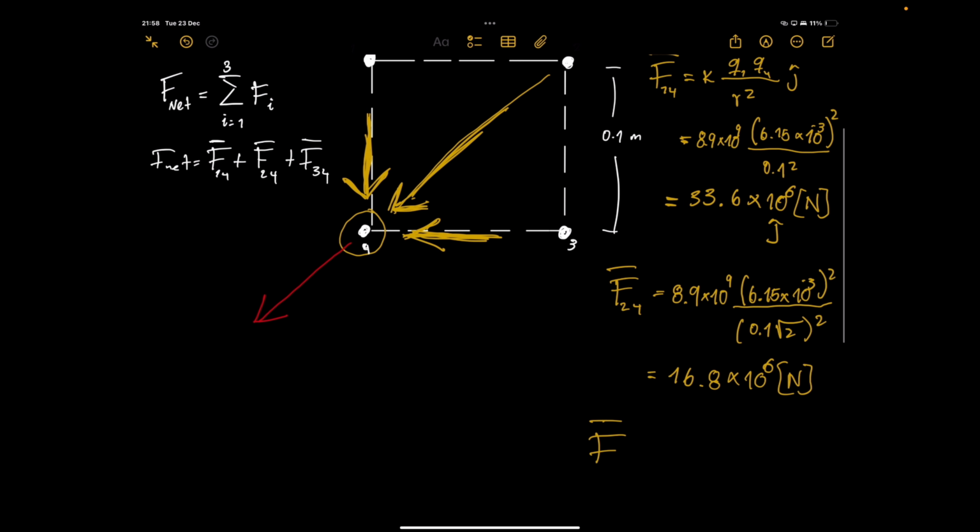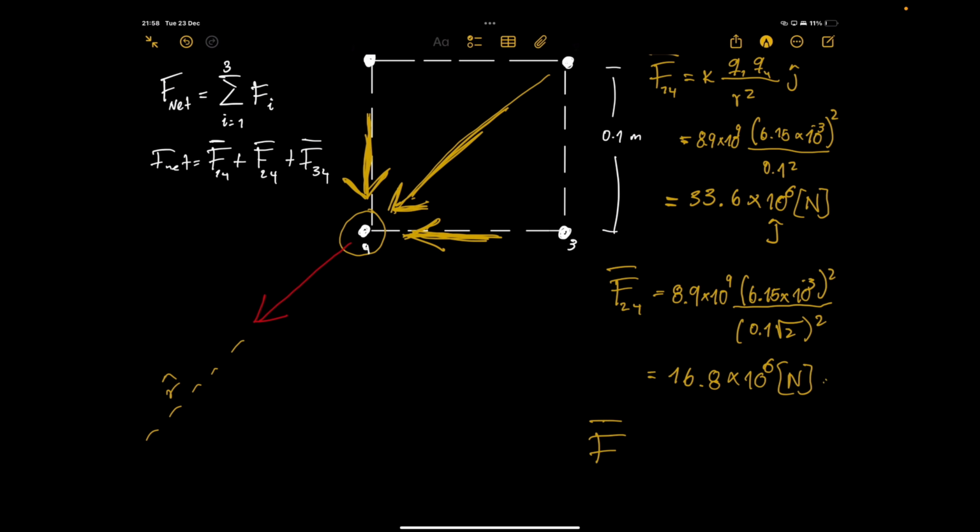Okay, but we're forgetting the direction. So this is the magnitude itself going in this direction. Let's call this axis, I don't know, R. So this is going in the R direction. You can decompose them in X and Y, but we don't need to do that. You're going to see it at the end.